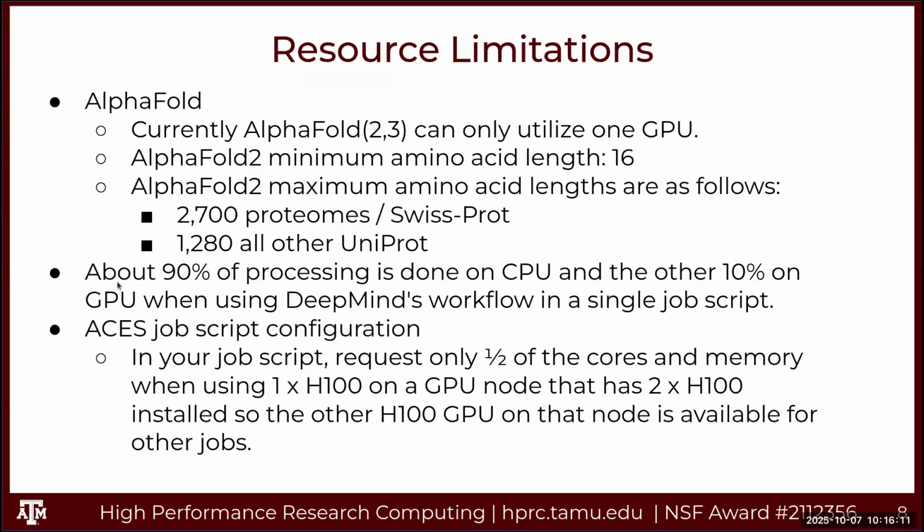proteins. When running AlphaFold 2, 90% of the processing is done on CPU, and the way they designed AlphaFold 2 was that there's 4 multiple sequence alignment steps. Each of those will run sequentially. Those take a long time. So let's just say overall processing took 10 hours for AlphaFold 2. 9 hours of those would be actually running the multiple sequence alignment step. The last hour would be running on the GPU. So that's if you run the DeepMind's workflow, the original workflow.